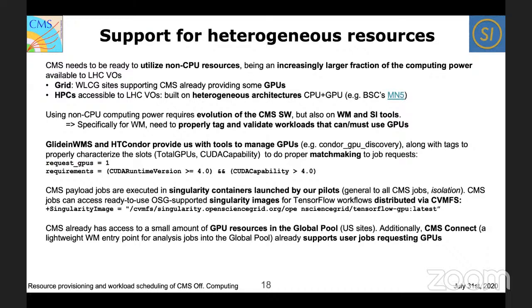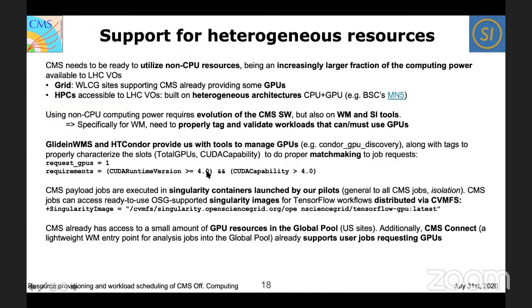As I mentioned, and we have discussed, a lot of the resources in the HPCs are going to be GPUs, and we need to be prepared for that. I want to call your attention to the fact that Glide WMS and Condor are already providing us with tools to manage GPUs. For example, we have this tool for Condor GPU discovery that can run in our pilots. And we also have the proper language in order to do the matchmaking, because jobs can already specify if they require GPUs or what type of additional requirements they have, for example, the type of GPU or their capacity.